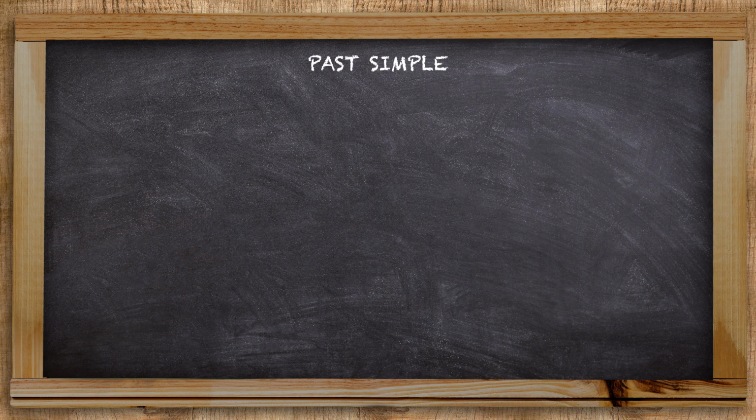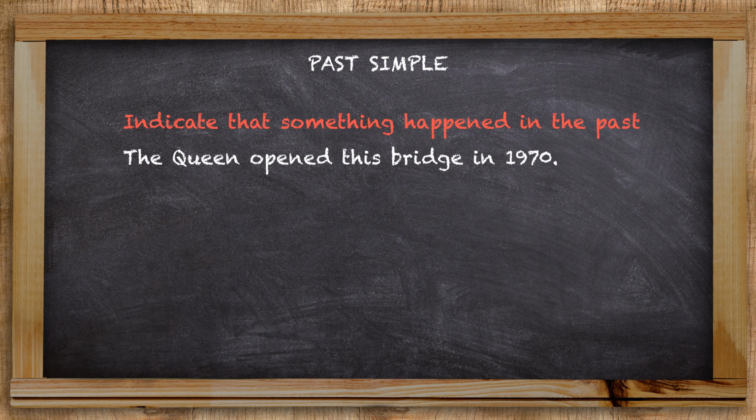As the name of the tense might have given away, we use it to indicate that something happened in the past. An example is, the Queen opened this bridge in 1970. This happened in the past and stays there. The Queen doesn't come back to open that bridge again and again. Opened is a past simple form of the verb to open.